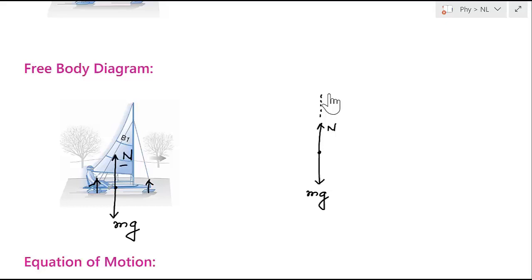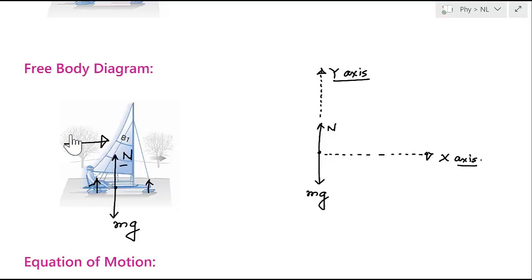So this is my y-axis. Similarly, now we can assume this is our x direction. So this is the x-axis. What are the forces that are acting along the x direction?